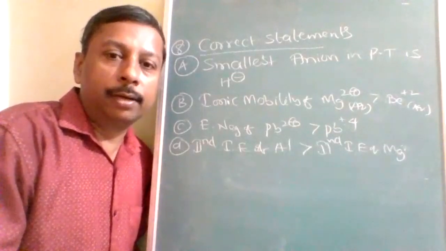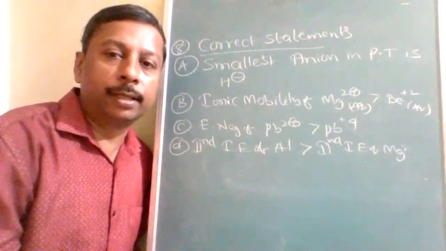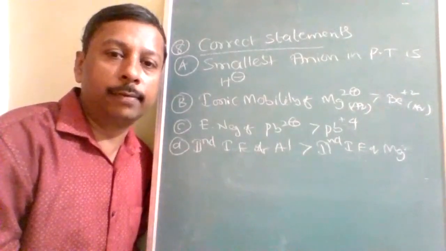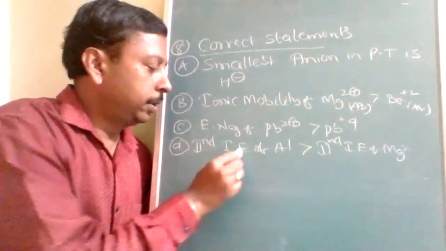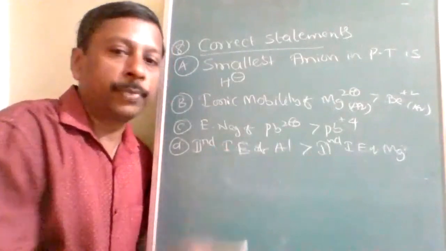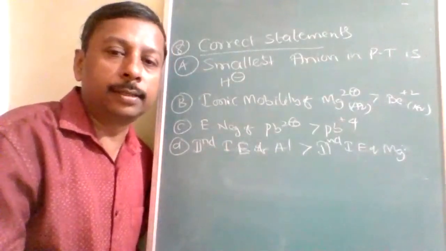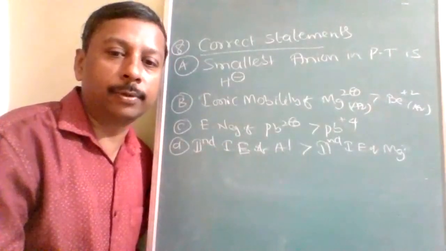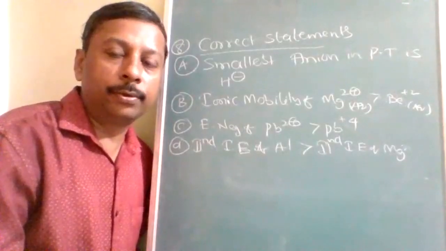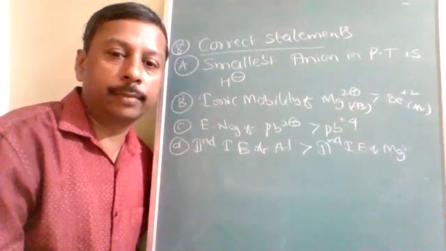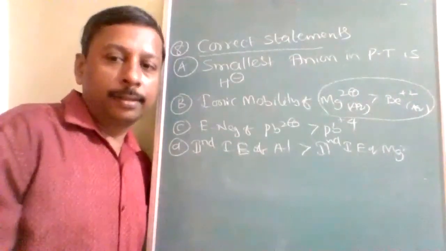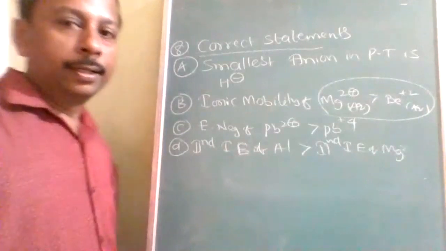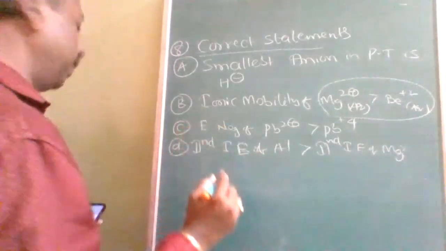Then ionic mobility of Mg2+ greater than Be2+, electronegativity of Pb2+ greater than Pb4+, and second ionization energy of aluminium greater than second ionization energy of magnesium. Okay, so you can send the answers, then I will explain. Okay, see here. Here, the smallest anion in the periodic table.